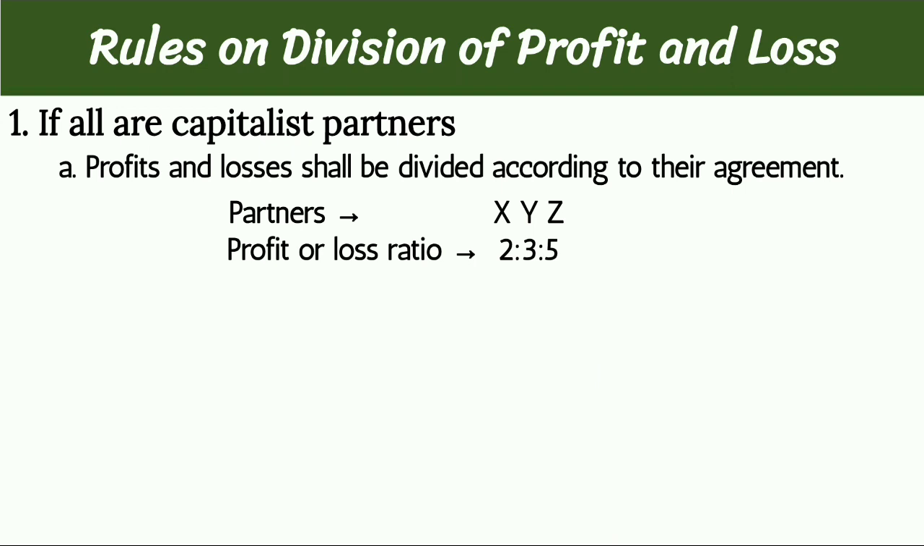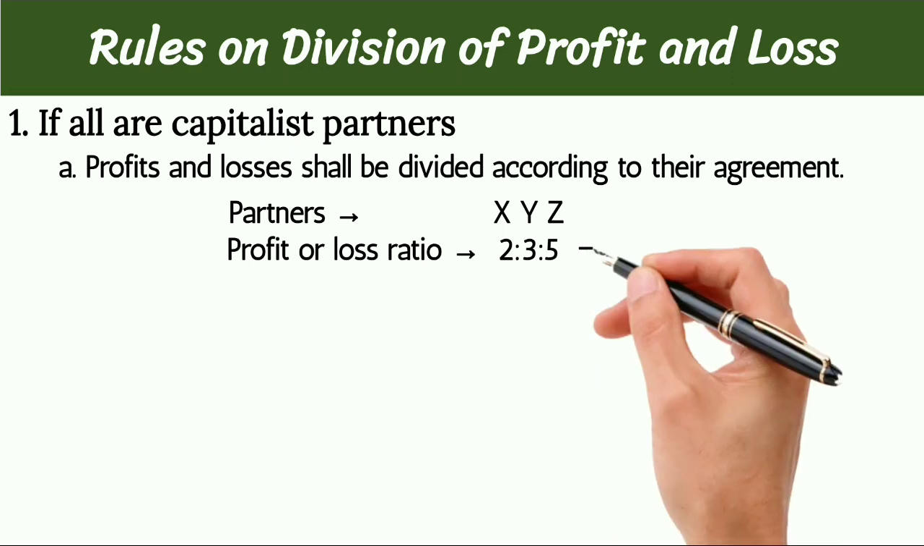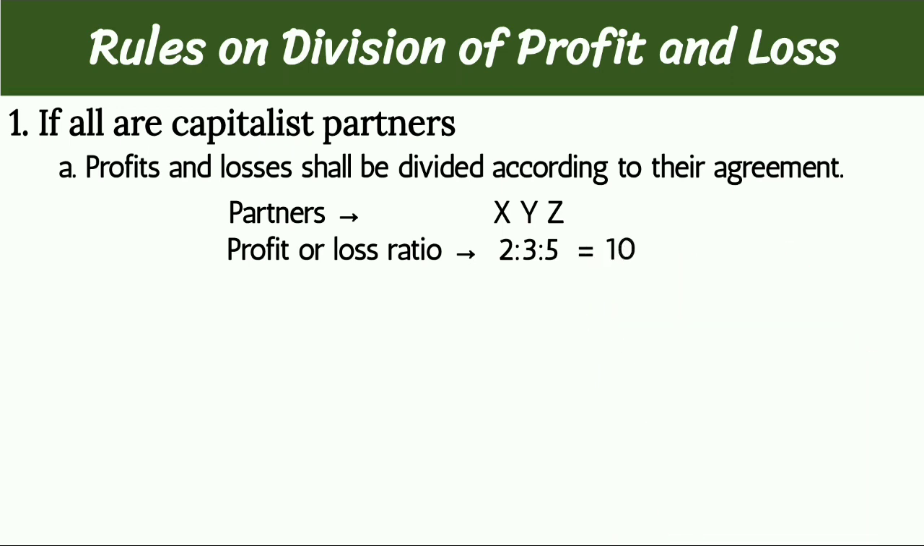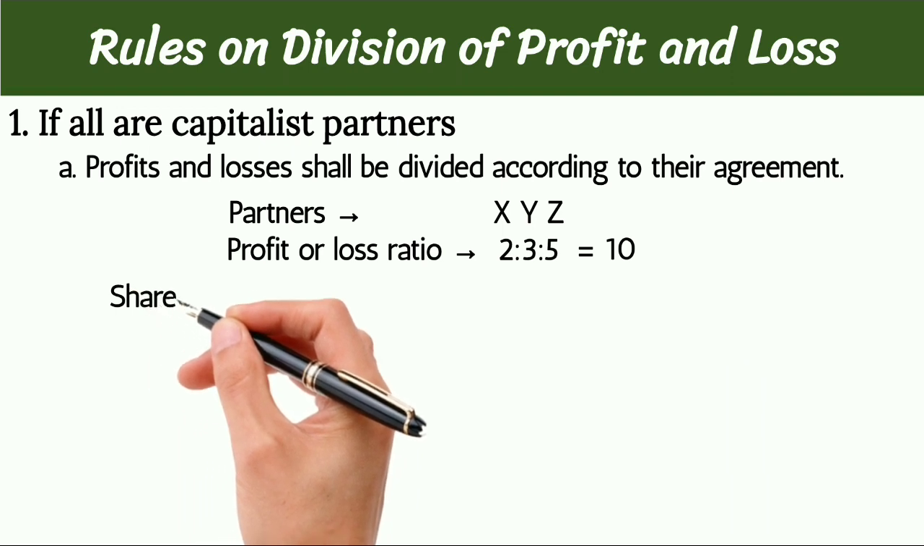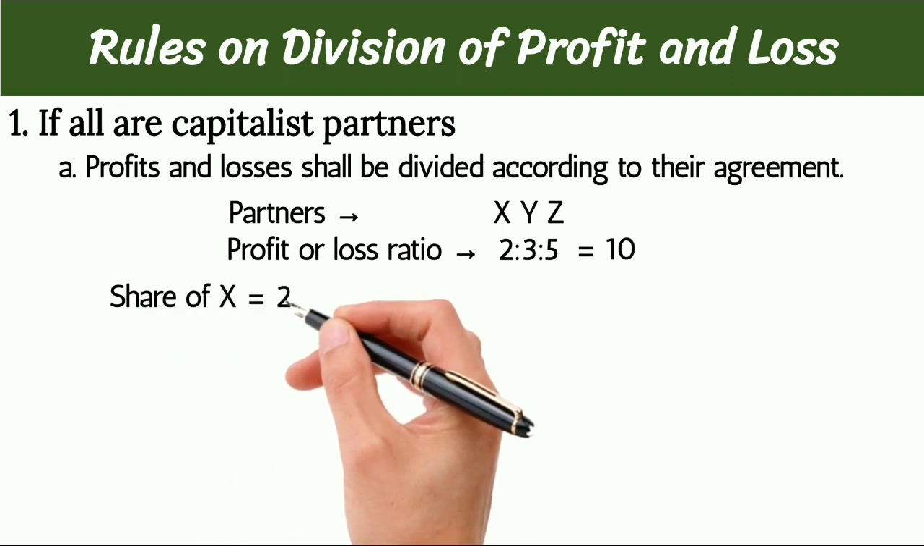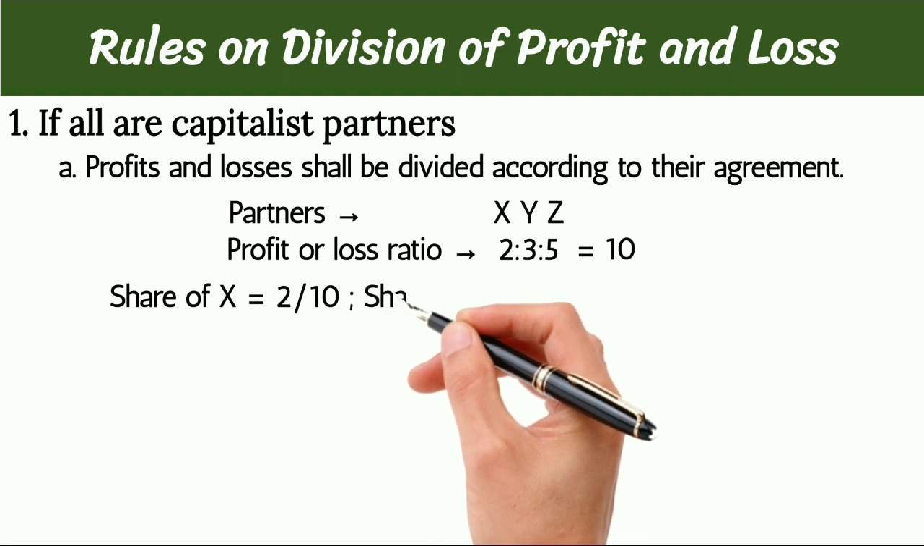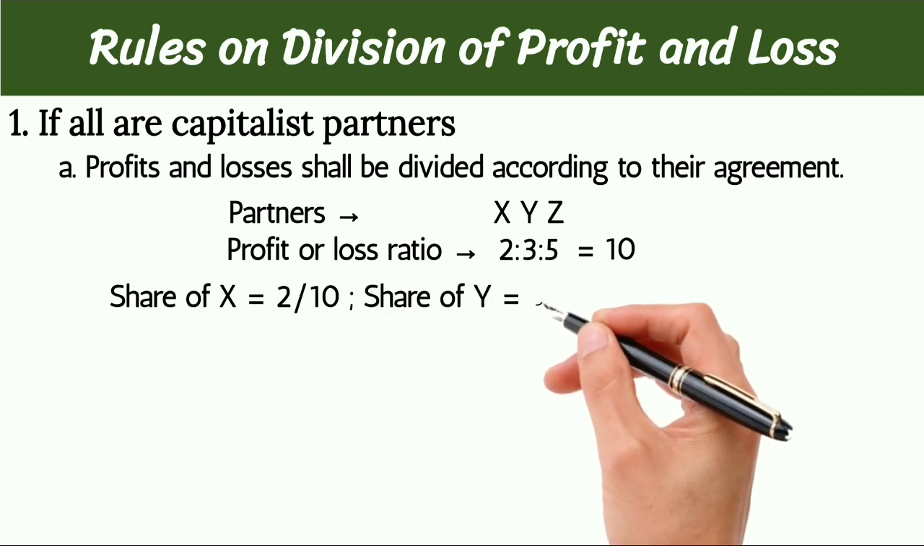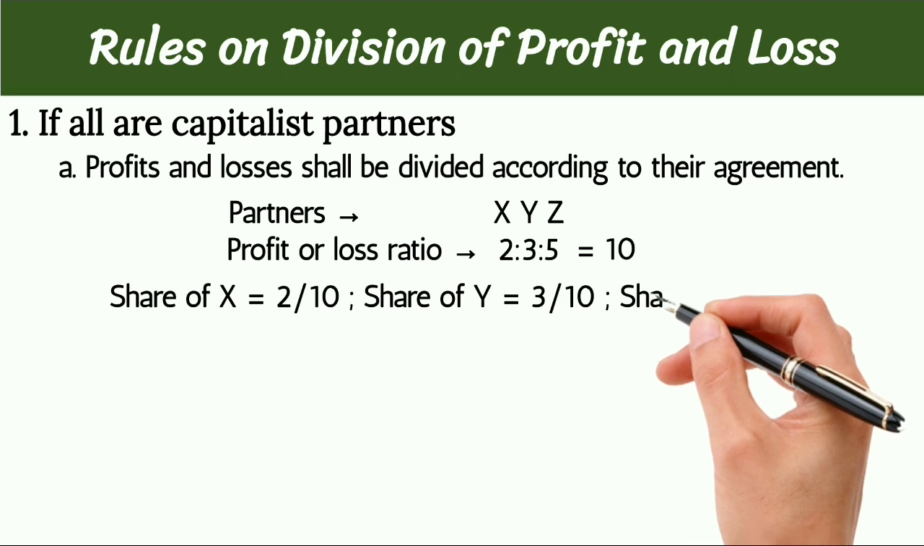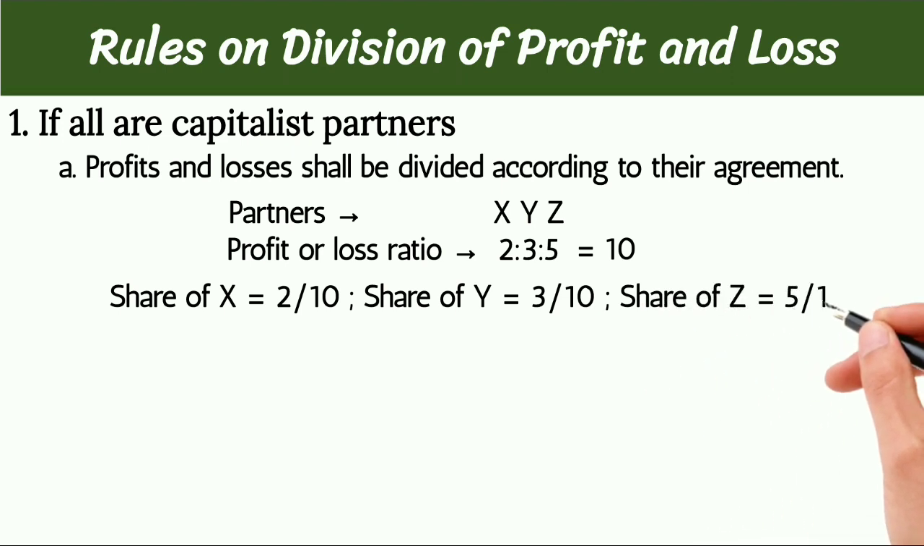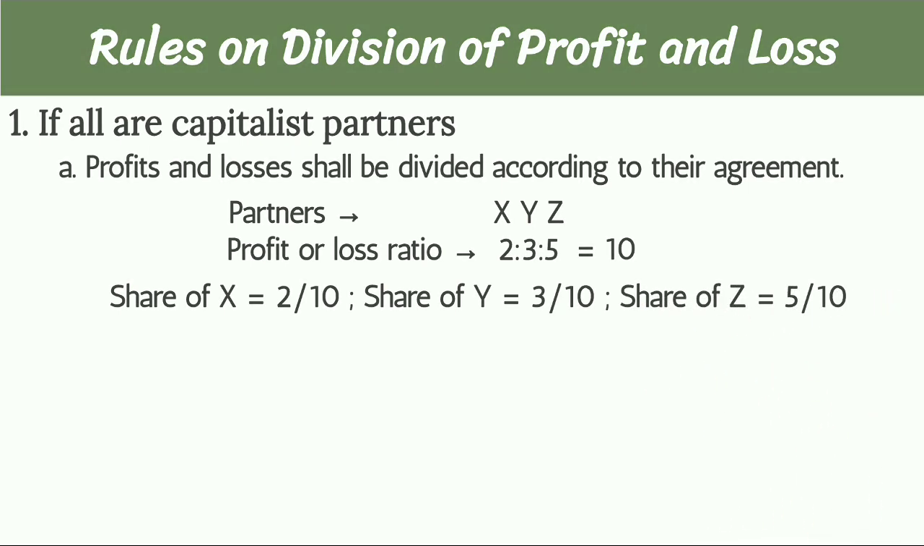Para malaman yung share ng bawat partner sa profits and losses, i-add nyo lang yung 2, 3, and 5. So 2 plus 3 plus 5, that is equal to 10. Ngayon, yung sum na 10, yan yung magiging denominator. Therefore, ang share ni X sa profit or loss ay 2 over 10. Ang share ni Y sa profit or loss ay 3 over 10. At ang share ni Z sa profit or loss ay 5 over 10.